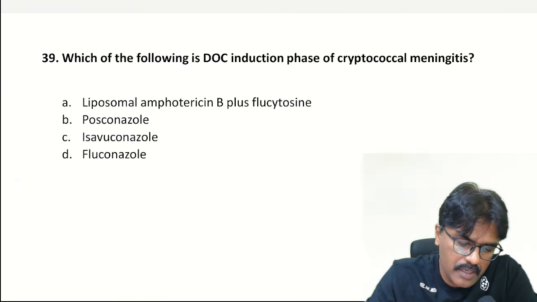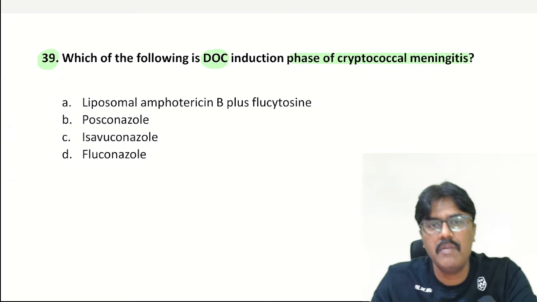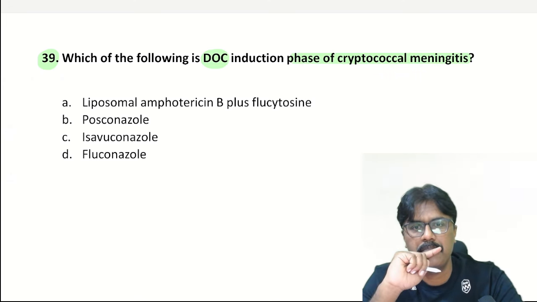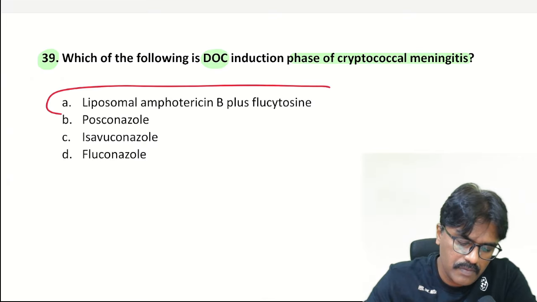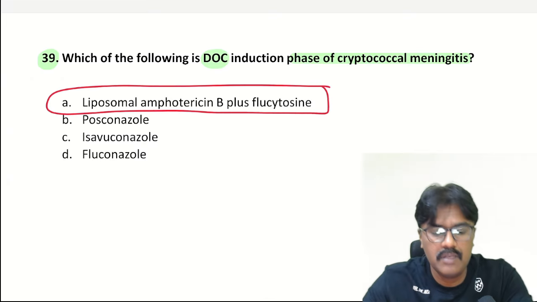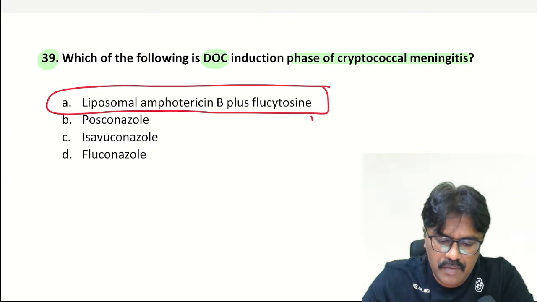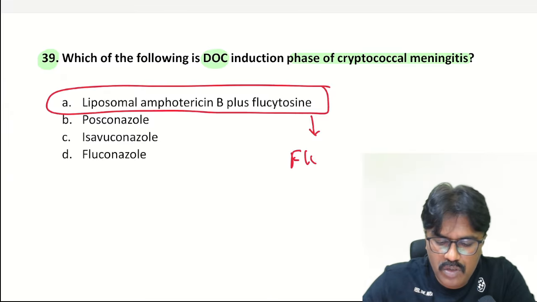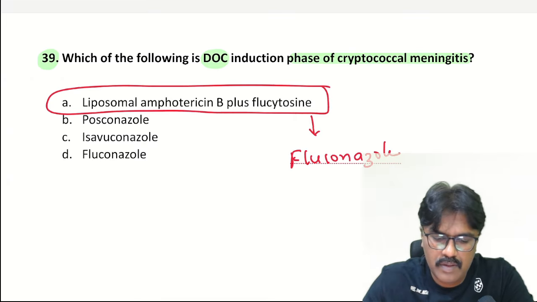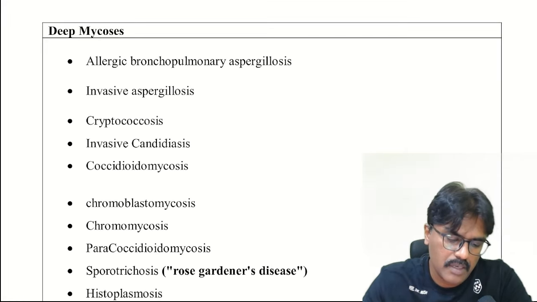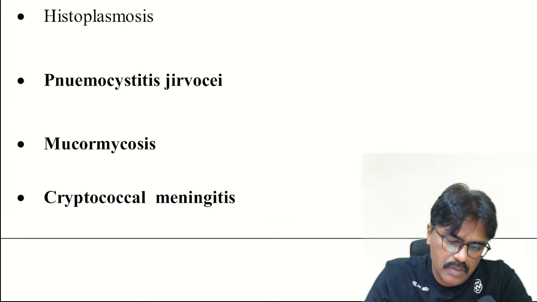We go to question number 39. Which of the following is the drug of choice for induction phase of cryptococcal meningitis? Repeatedly asked. Cryptococcal meningitis, the drug of choice for induction phase is liposomal amphotericin B plus flucytosine. After that, we use maintenance therapy with fluconazole. Okay. So what we will understand from here is the drugs of choice in this question. I already told you the drug of choice for this.